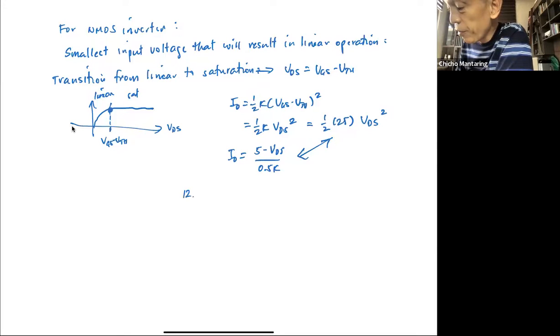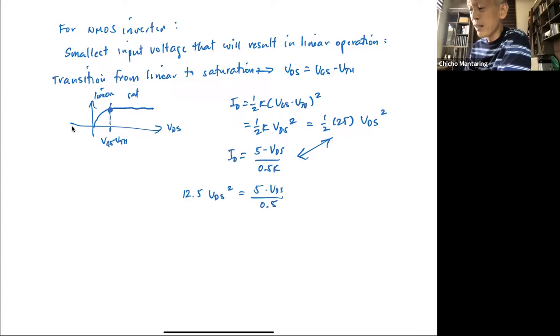So 12.5 VDS squared is equal to 5 minus VDS over 0.5. No? This is M, this is K, so the two cancel. No? The two can cancel. Okay, so I have a quadratic equation that is, let's see, no? 12.5, that is 6.25 VDS squared plus VDS minus 5 is equal to 0.